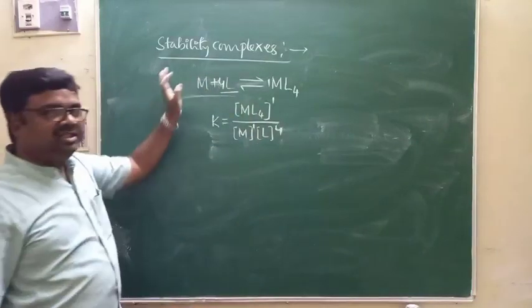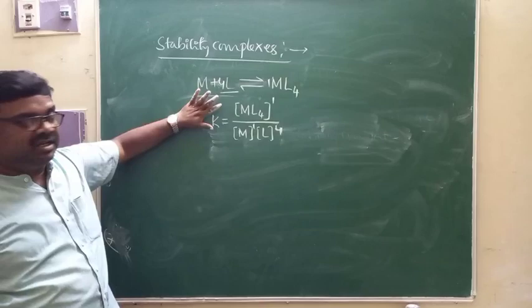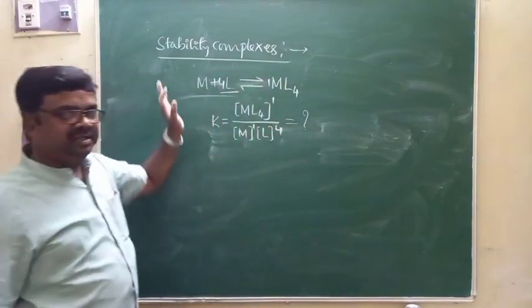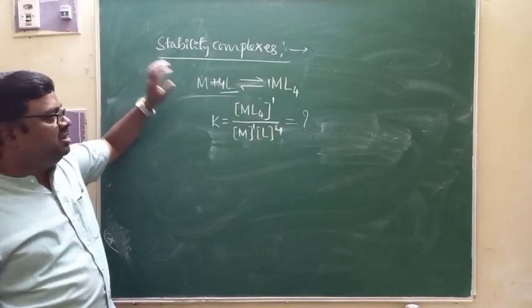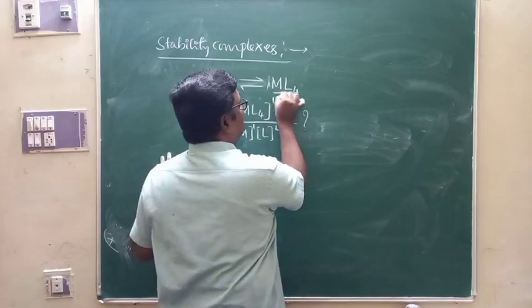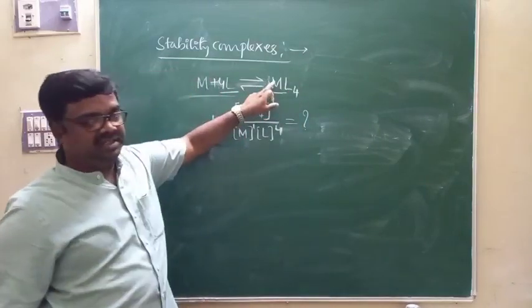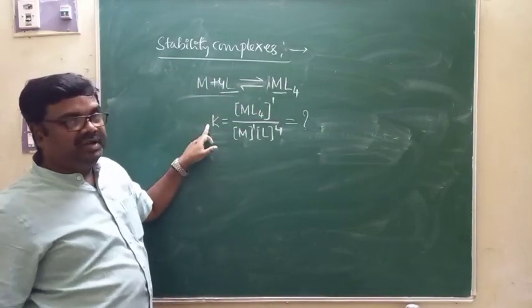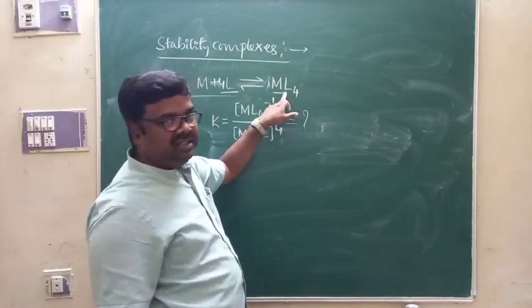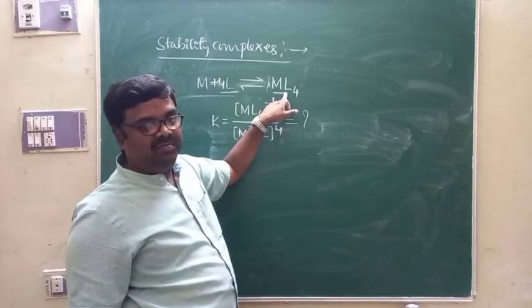This is what we call the stability constant, that is, the equilibrium constant. I can make use of this particular equilibrium constant value in order to express the stability of the complexes. This equilibrium constant value is directly related to the concentration of the complex formed here. This is a complex, and the value of the equilibrium constant is directly related to the molar concentration of ML4, that is a complex.